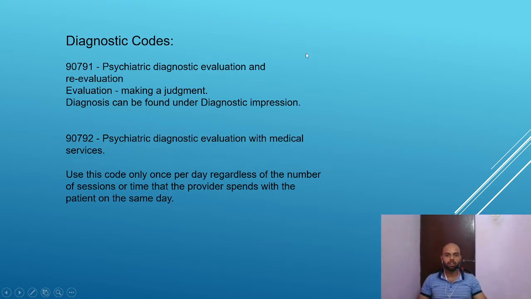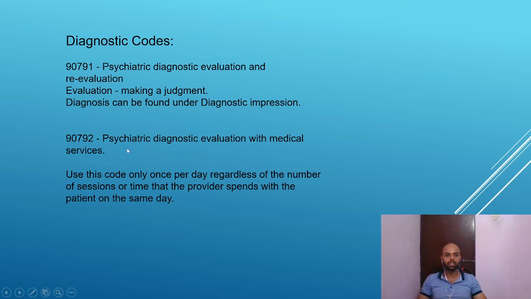In psychology, there are a lot of CPT codes. In this video, I'm going to discuss a few codes that I frequently use in my practice. Diagnostic code 90791 is for psychiatric diagnostic evaluation and re-evaluation. Evaluation means making a judgment. During the psychiatric diagnostic evaluation visit, the provider comes to a conclusion about what kind of mental disorder the patient is having. The diagnosis can be found under the diagnostic impression in the documentation.